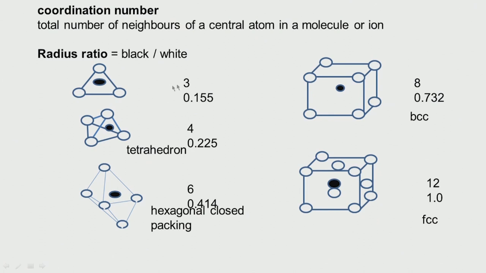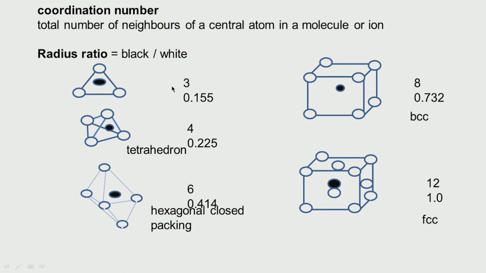So for coordination number 3, r by R, that is the radius ratio of black to white, is 0.155. Coordination number 4, that is the tetrahedron, r by R is 0.225. Coordination number 6, 0.414. Coordination number 8, r by R is 0.732. Coordination number 12, r by R is 1. This tells you the central atom radius as against the bigger atom radius; this is the number it should be. If it is bigger, it is going to disrupt the lattice.